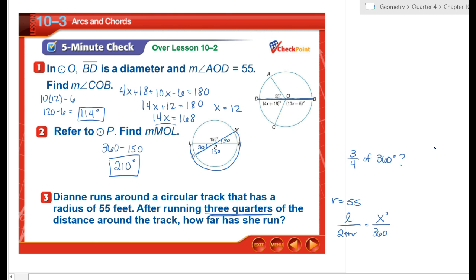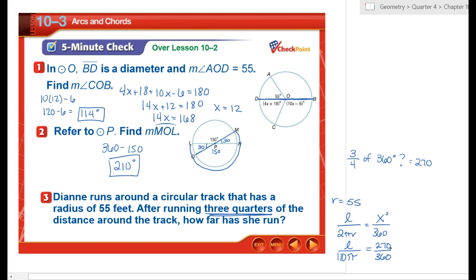75%. You can think of it that way. Okay? Well, let's see. That should be 270. So 270 degrees. So the length over 2 pi r. R is 55, so that's 110 pi is equal to 270 over 360.